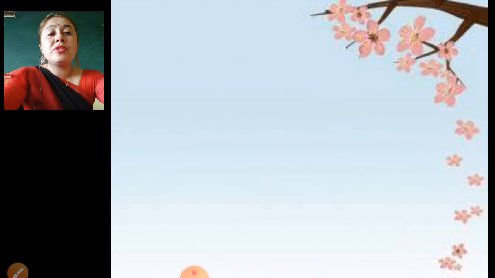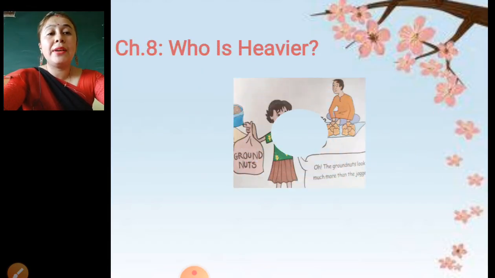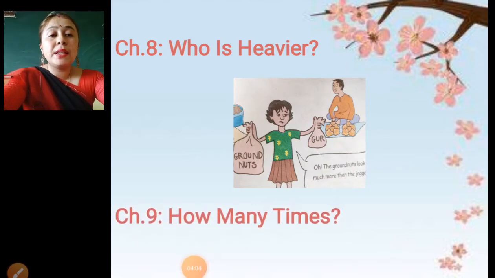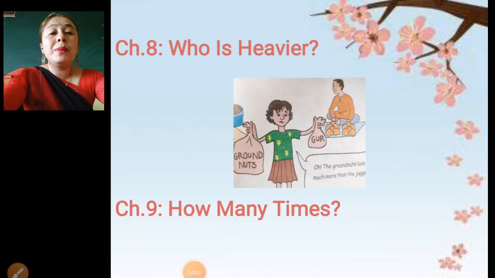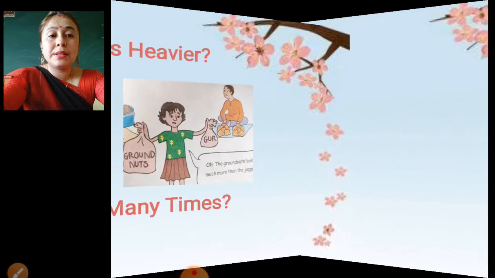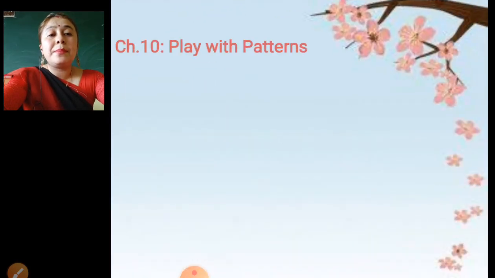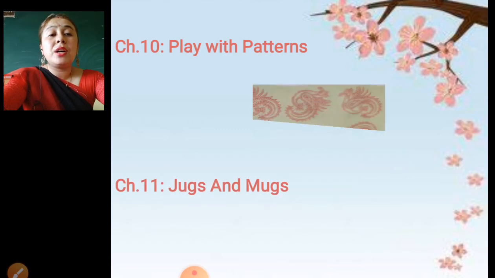So the next chapter is chapter 8, Who is Heavier, in which we will deal with different types of weights and their units. So chapter 9, How Many Times, in which we will learn the tables and multiples. Next chapter, chapter 10, Play with Patterns, and chapter 11, Jugs and Mugs.